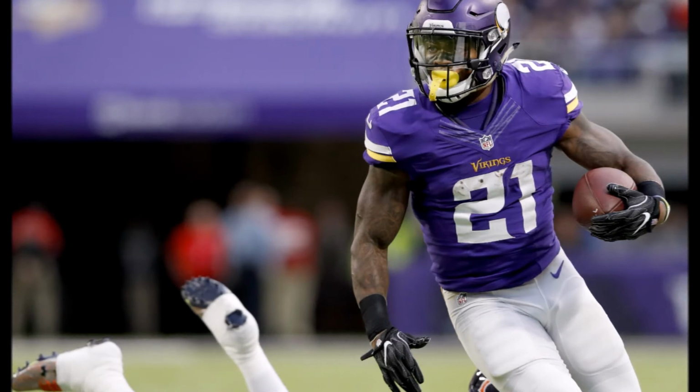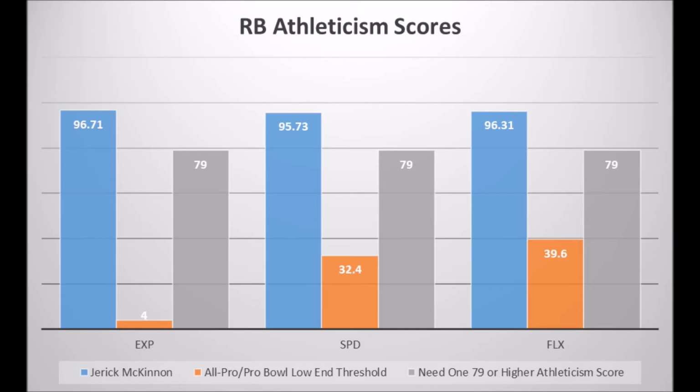But what we do have is his athleticism data, where he was amazing. He had a 96.71 explosive lower body strength score, 95.73 speed score, and 96.31 flexibility score. All terms and definitions, again, are in the description if you want to know what explosive lower body strength is, what speed is, and what flexibility is. But for the most part, all you really need to know is that he did really, really good.